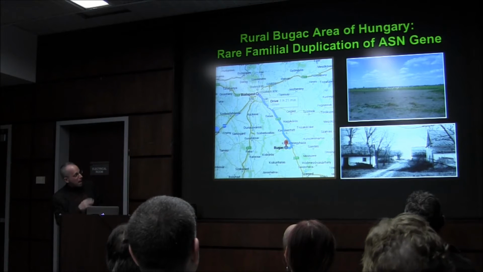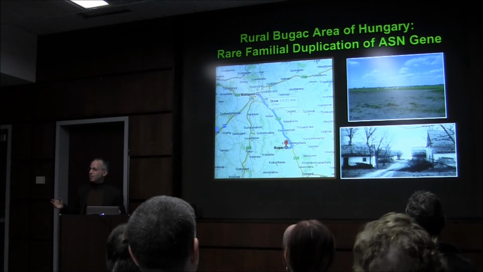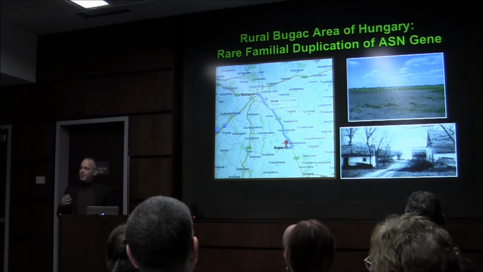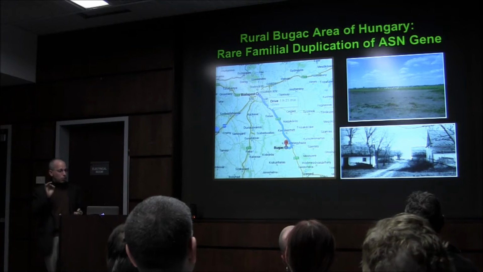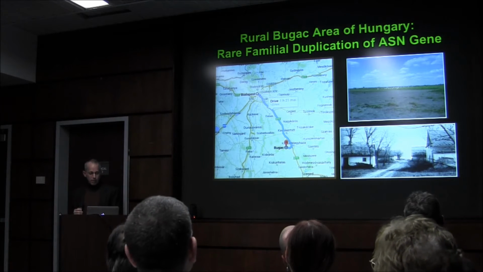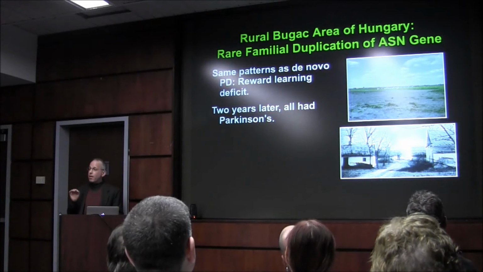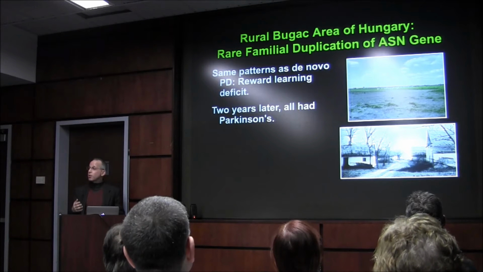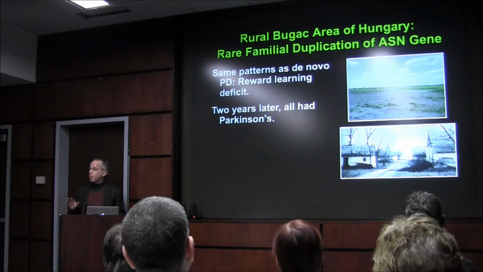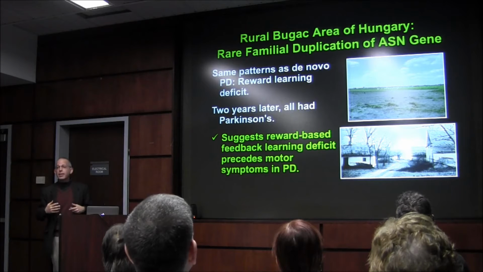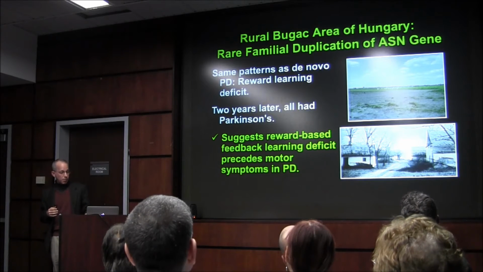And as you can see on the map and from the pictures beside, when it comes time to find a wife, there's not a lot of options there. There are only a few people in the village, so you marry your first cousin. And they've done this for many generations. And as a result, there's a rare duplication of the alpha-synuclein gene that's in a particular family in this village. And we studied these people. And what we found is these people with this gene, which almost certainly will cause Parkinson's, have the same pattern as de novo patients, namely they have a reward learning deficit. And 2 years later, all the people we tested had Parkinson's disease. So it suggests that this reward-based feedback learning precedes the motor symptoms in Parkinson's disease.